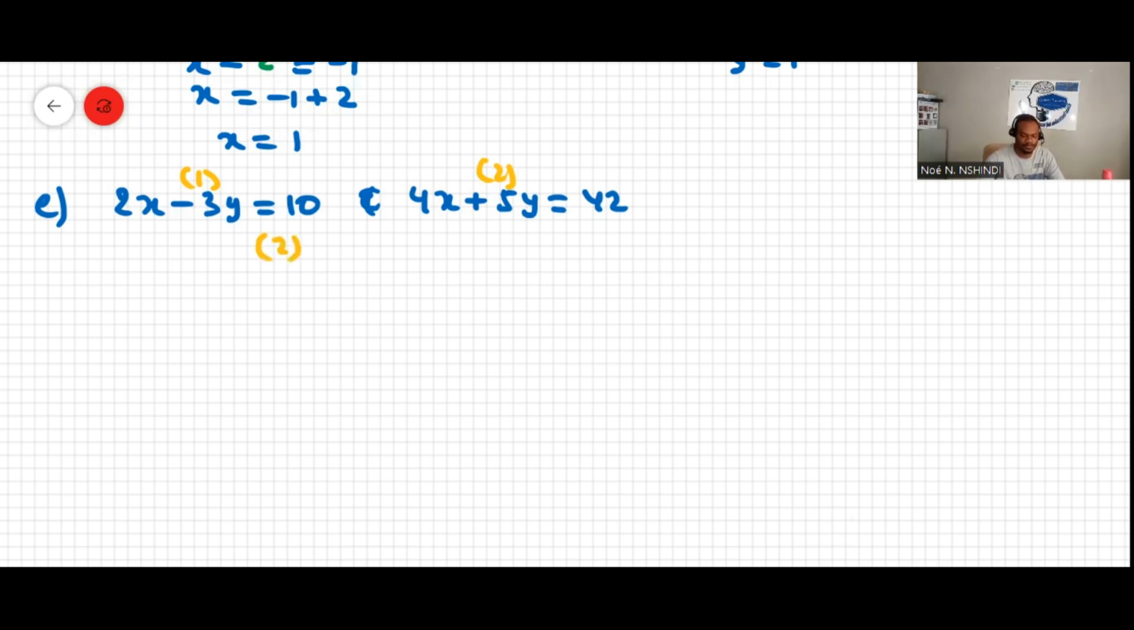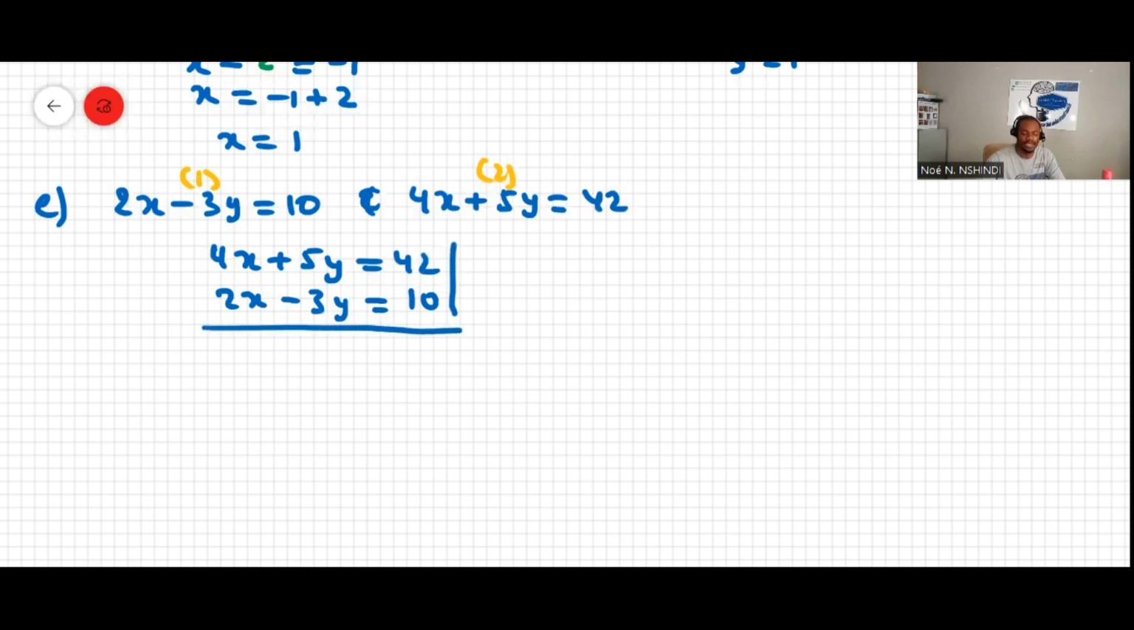Let me first write the equations vertically. It's going to be 4x plus 5y equals 42, and then 2x minus 3y equals 10. Now I can do this. I'll multiply equation 2 by negative 2, the whole equation. Why by negative 2? Because I have a 4x here. If I multiply by negative 2, this becomes negative 4x, and then 4x and negative 4x cancel out.